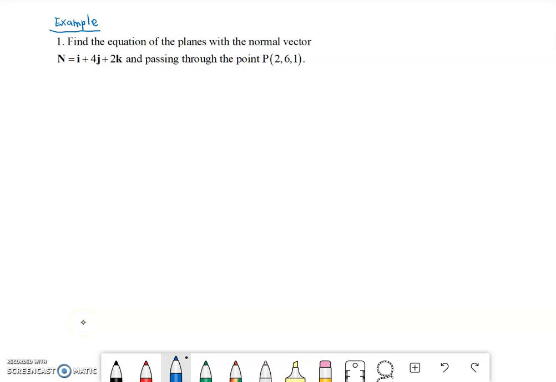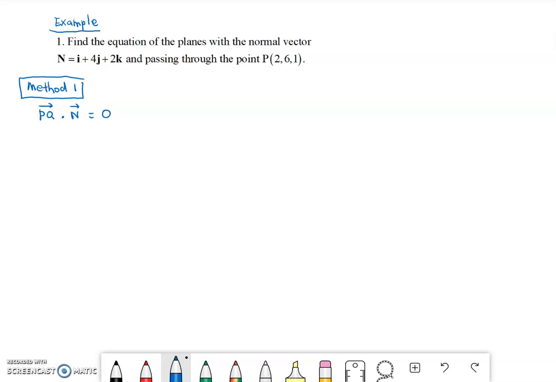Given the example, find the equation of the plane with the normal vector n equals i plus 4j plus 2k and passing through the point P, 2, 6, and 1. So there are two methods that can be used in order to solve this. Method 1 is that you use the dot product of PQ dot the normal vector, which is equal to 0.